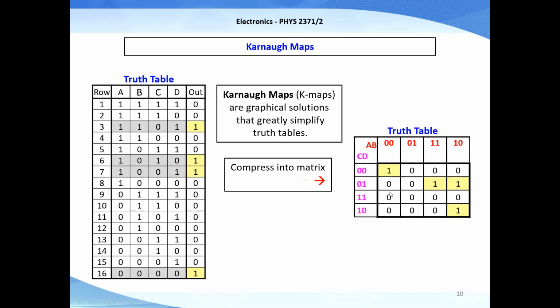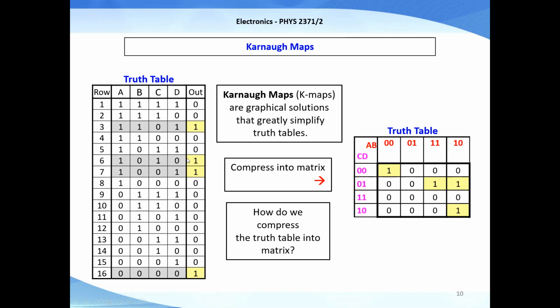And you can compress that into a 4x4 table. You have to order the rows and columns in a certain way. I'll show you that. A and B here in this column would be A bar, B bar. Anything in this column would be A bar, B. In this column would be A, B. And in this column would be A, B bar. And then the same with this. So we have four mini terms here.